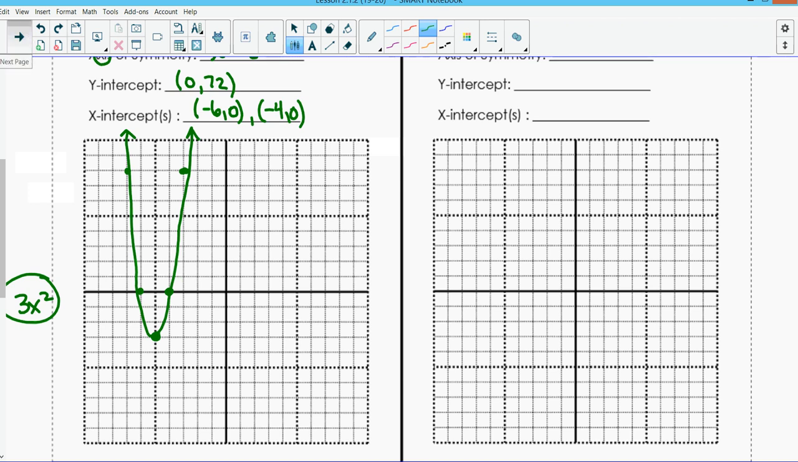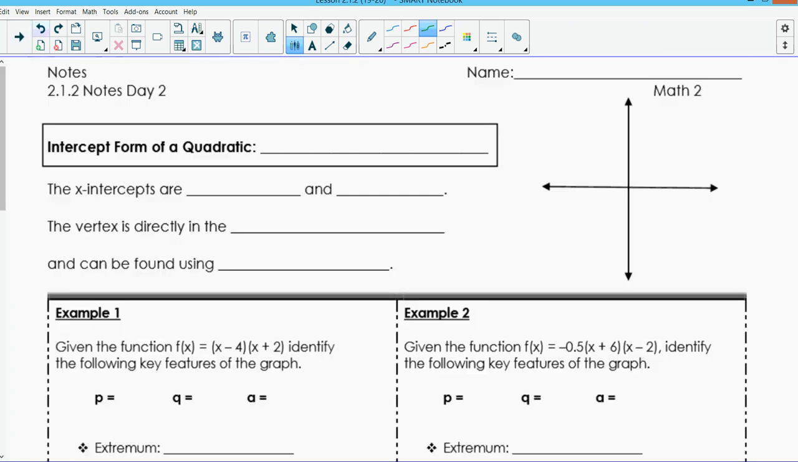Okay? Alright, so today's notes is talking about intercept form. On the top of your sheet, let's write down the two that we know. This is standard form, where we have ax squared plus bx plus c. This is vertex form, where we have a times the quantity of x minus h squared plus k.